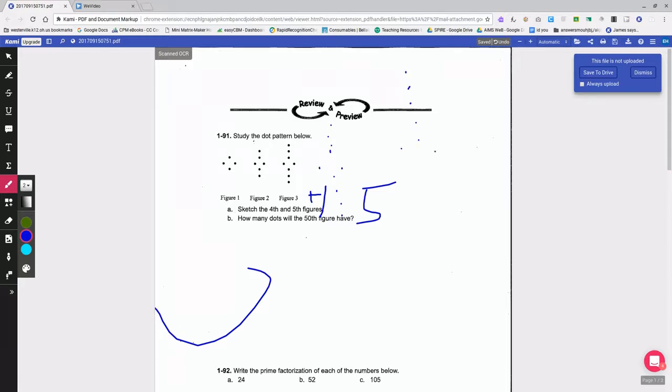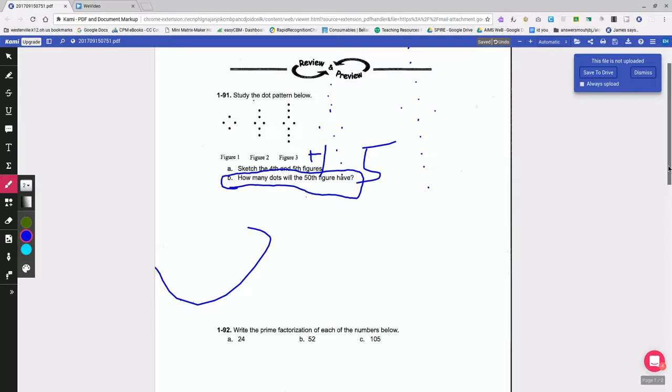Still got your 2 dots on the side. The main question is B, how many dots will there be in the 50th figure? How are you going to figure that out? If it's increasing 2 each figure from 5, you might want to count out how many dots there are in the fifth figure and multiply that.